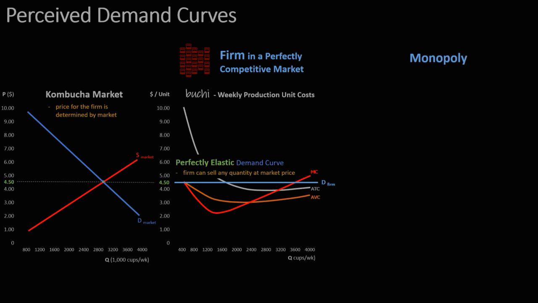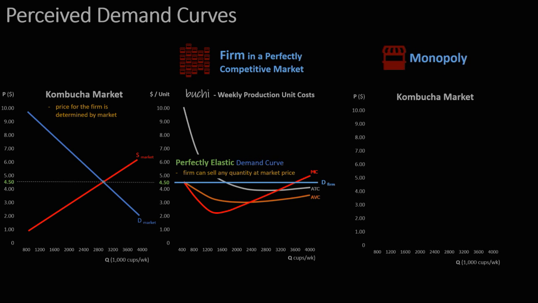So the firm can sell any quantity at the market price. Now for a monopoly, they actually perceive the demand curve we see in the market. It's the same demand curve that the market sees, only this time there's only one firm providing the product, and so they face the market demand curve, which means the demand curve is downward sloping. And this has consequences now for marginal revenue.